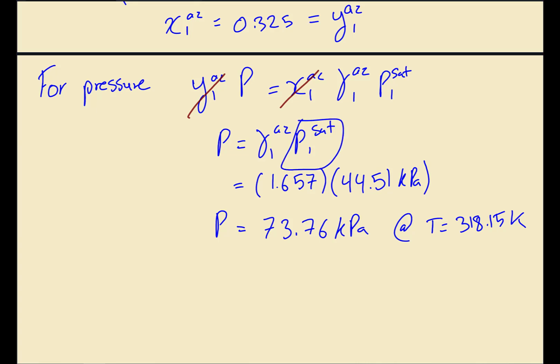P1 sat is given by Antoine's equation, a function of temperature. All right, any questions? So we solved for the pressure at the azeotrope and the composition in this problem.